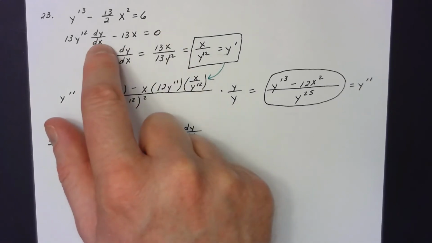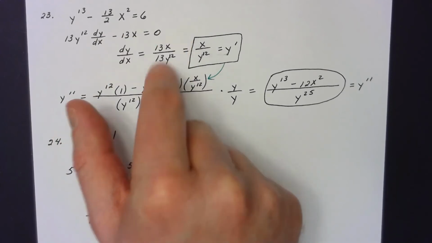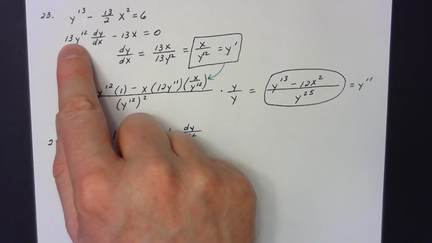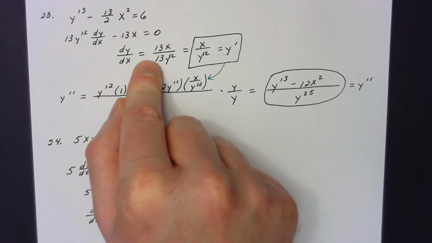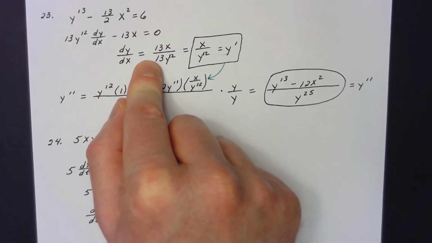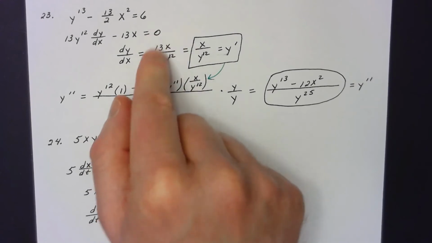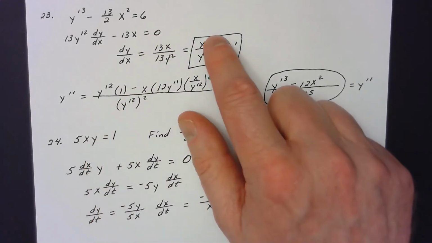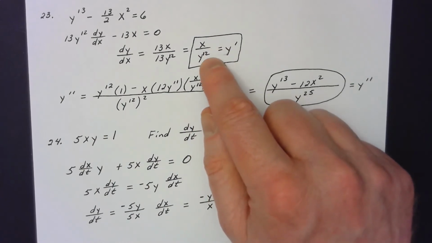Now I solve for dy dx by moving the 13x over. It became positive 13x, and then dividing by the coefficient of dy dx. That goes to our denominator to become 13y to the 12th down there. Of course, our 13's cancel, and our first derivative answer is just going to be x over y to the 12th.